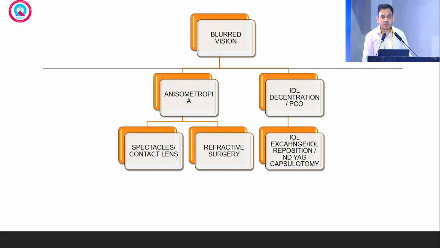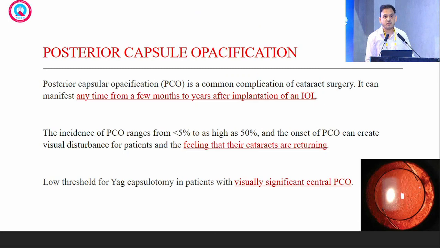Anisometropia can be easily corrected either with spectacles or contact lenses, or sometimes you may require refractive surgery or piggyback lenses that can correct the residual refractive error. But if it is due to IOL decentration, you may need IOL exchange or IOL repositioning. PCO also affects the postoperative vision, and that can be easily treated with Nd:YAG capsulotomy.